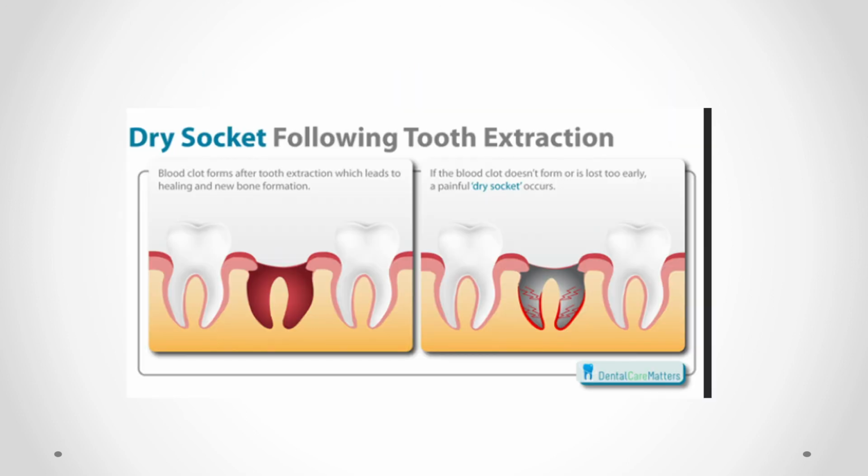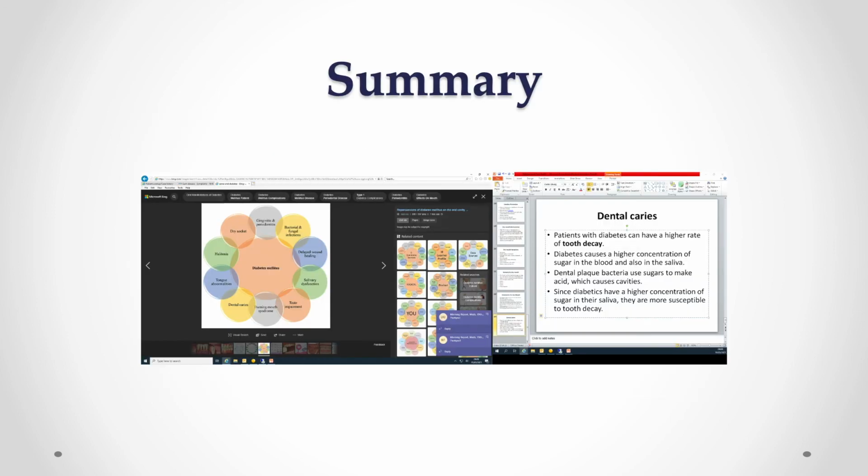I did explain before that on this picture, you can see on the left-hand side, the blood fills into where the tooth used to be. And on the right, there's no blood there. And that's when you're likely to get a dry socket. So I have covered quite a lot of things very, very briefly.